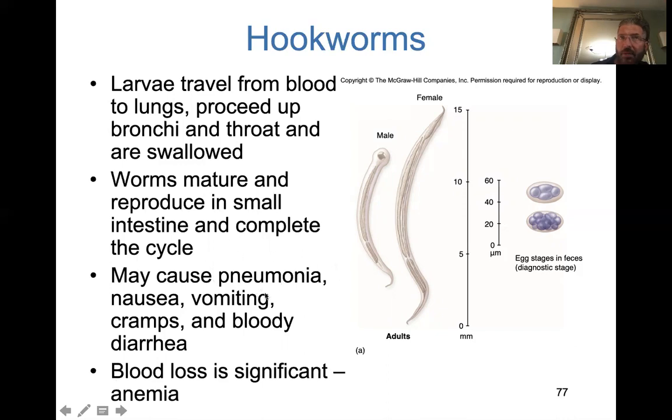You guys remember what bacteria causes that? The majority of it. Nausea, vomiting, cramps, and bloody diarrhea. So these are all symptoms as this worm travels from your feet, blood supply, lungs, you cough it up, and then you swallow it. Blood loss is significant, causing anemia. And you know, this can take half a pint to a pint of blood a day if you have a big enough load.